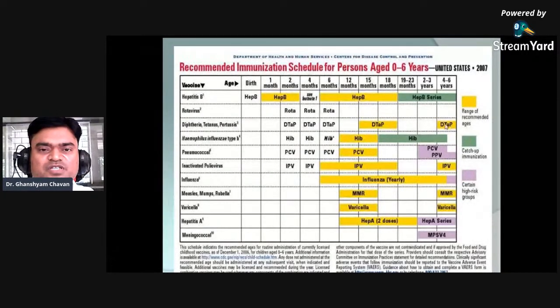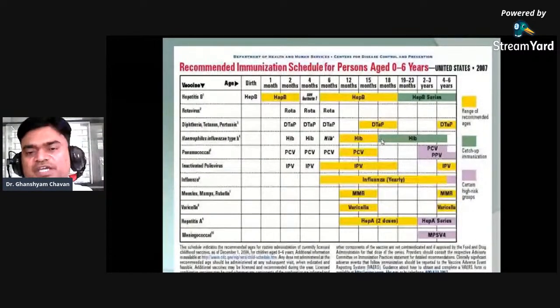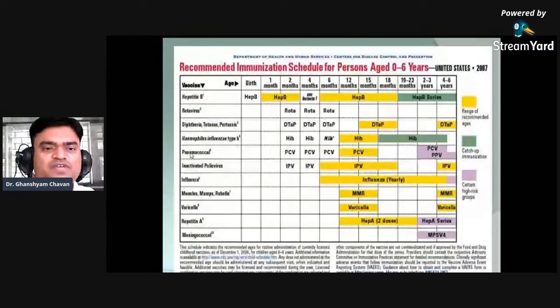So in this fashion, you can plan these vaccines. Next is Haemophilus influenzae. This also you can give in the second month, after that the 6th month and 12th month. From this period, the immunity can be developed. After this period, there is no need to give this vaccine. Likewise, the pneumococcal vaccine you should give from the second month.